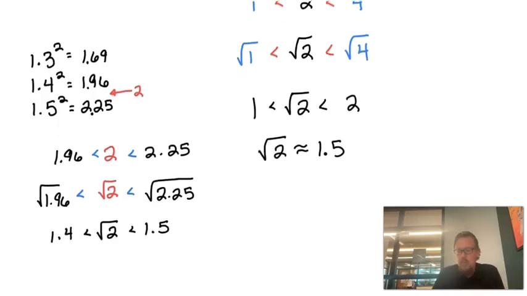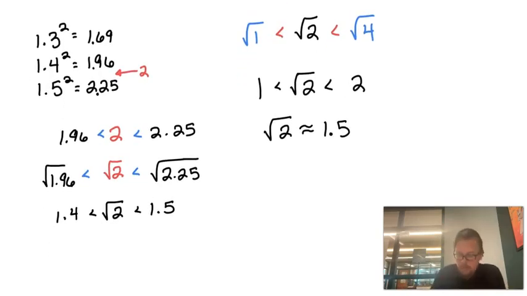So if the square root of 2 is in between 1.4 and 1.5, we could get an even better estimate by saying the square root of 2 is about 1.45.